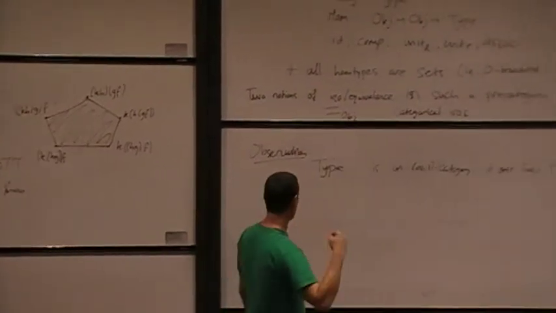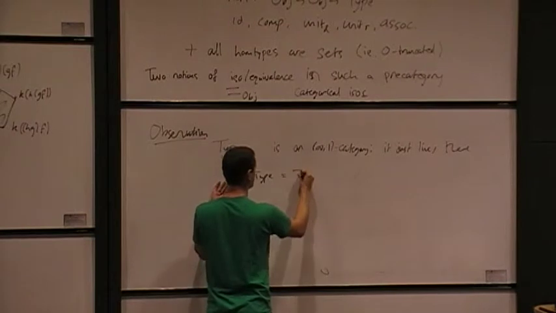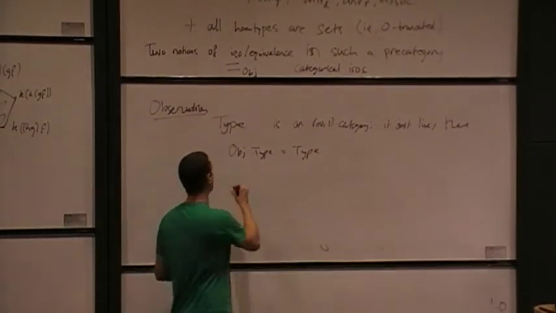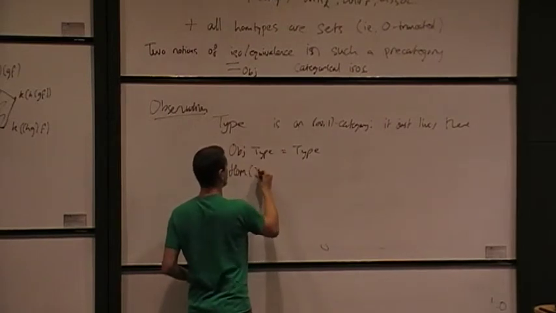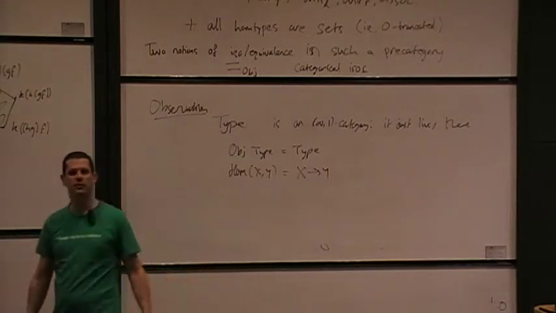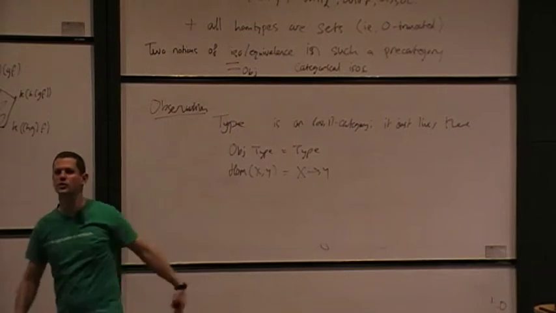So the objects of type are the types, and the Homs from x to y are the function type from x to y. I'm going to use Agda style notation, so I'm going to use arrows rather than exponentials.